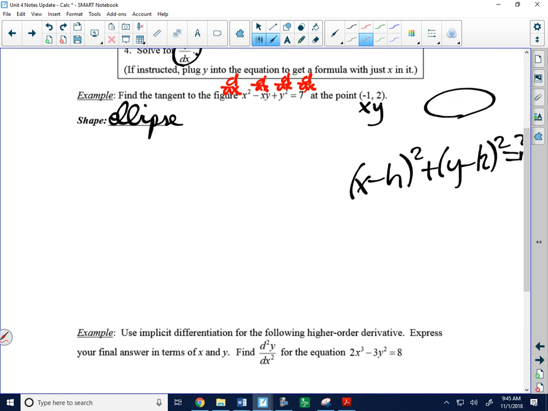Every one of those terms I'm doing the derivative of. First one, derivative of x squared with respect to x is 2x. Minus, the second one has an x and a y in it. It's x times y, so I have to do product rule. Right? Because it's two functions, x and y. It's not 3 times y. So I need to do a product rule.